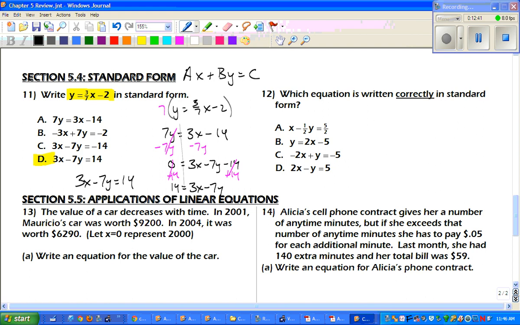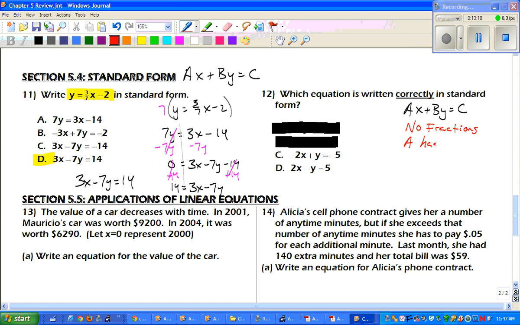Okay. Number 12. Which equation is written correctly in standard form? Okay. So the first rule, ax plus by equals c. So the x and the y have to be on the same side. And let's see, good. Those are good. Okay. Another rule. No fractions. Another rule. The a has to be positive.